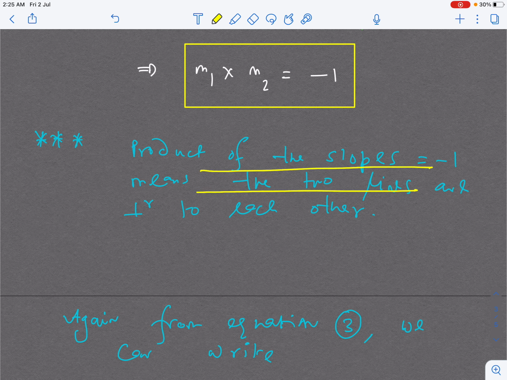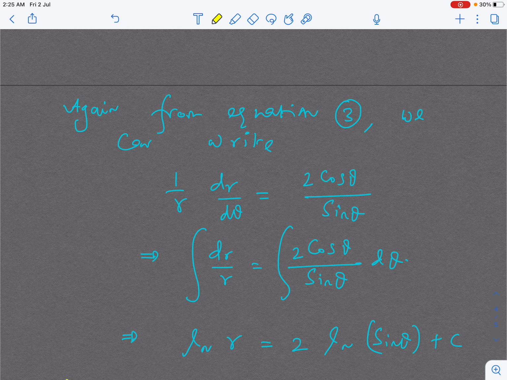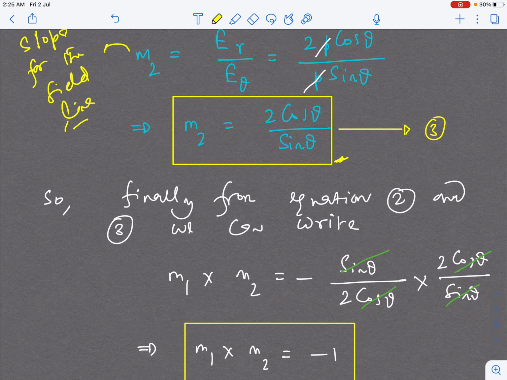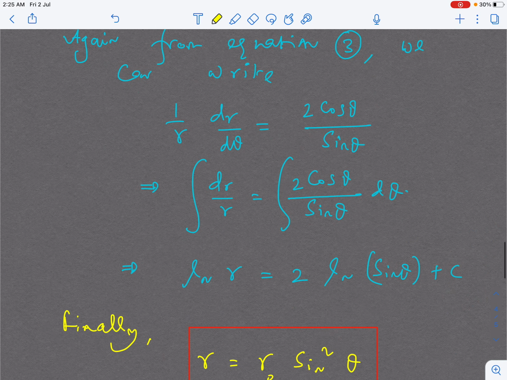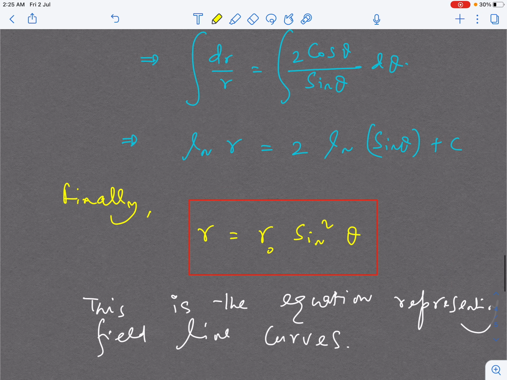Okay, right. Now if they ask, can we figure out the mathematical equation for the field line? Yes, we can. So 1 by r dr d theta, how much we got? This is equal to, you see here, 2 cos theta by sin theta. This is for the field line. Now what I'm doing, I'm simply separating variables on each side and then integrating. Simple calculation will reveal that r is equal to r naught sine square theta. So this is the mathematical equation representing the electric field line curves, right?